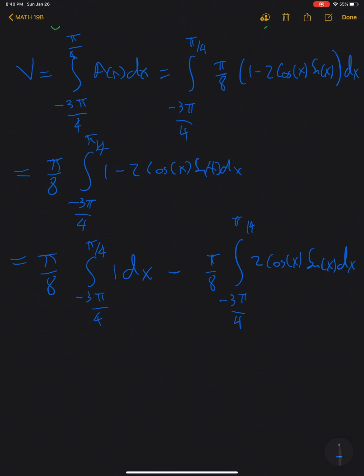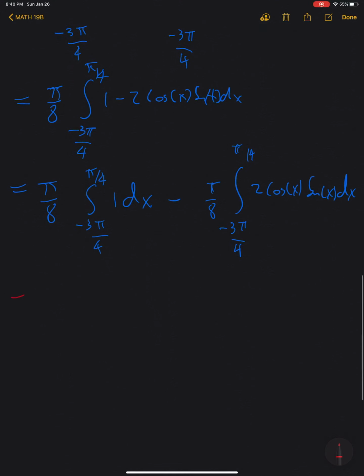So notice that the only thing that I did was to split this integral into two terms, and the main reason for that is because the first integral is pretty straightforward. We have that the first part is going to be just x, so that I can work it out. But the second part, I will need to do a u substitution. So let me work out the first part. The first part will be just pi over 8 x between negative 3 pi over 4 and pi over 4.